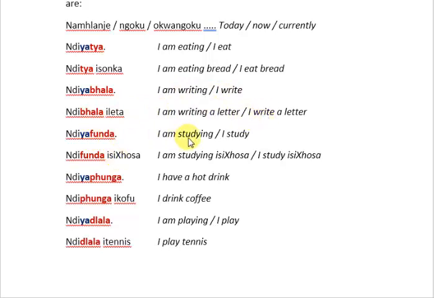Ndiyafunda, I am studying or I study. Ndifunda IsiXhosa, I am studying IsiXhosa. Ndiyaphunga, I am having a hot drink. Ndiphunga ikofu, I drink coffee. Ndiyadlala, I am playing or I play. Ndidlala itennis, I am playing or I play tennis.